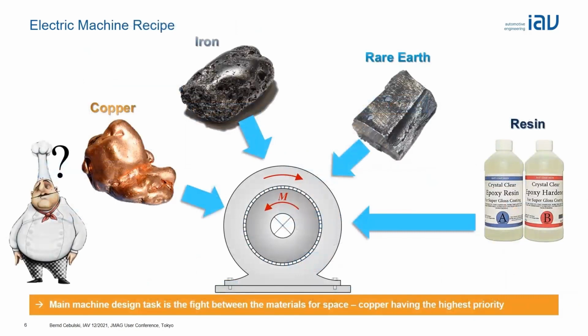The basic recipe of an electric motor is quite easy to understand. On this slide I have it simplified to a very easy formula. So it's basically copper, iron and rare earth if we are talking about permanent magnet machines. And of course for insulation you need some resin and plastic parts. So the main machine design task is simplified to find a compromise or a mixture of all these parts and materials to give you the best performance and the best working machine.